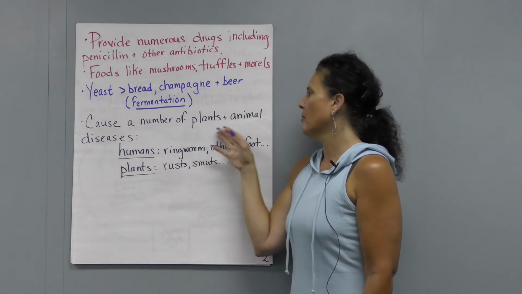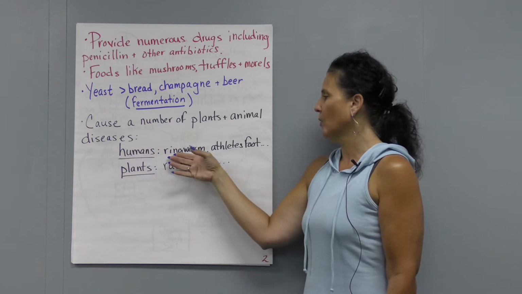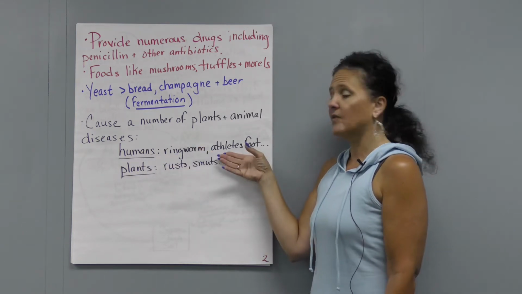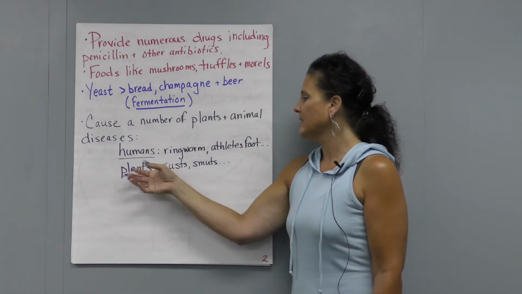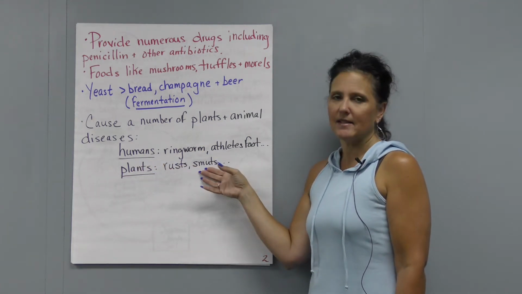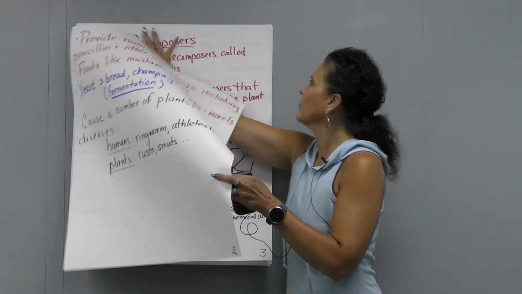They also cause a number of plant and animal diseases. In humans, we can get ringworm, that's a fungus. Athlete's foot, that's a fungus. And a lot of other different fungi. Plants get what are called rusts or smuts. Those are fungal infections that could kill the plants.